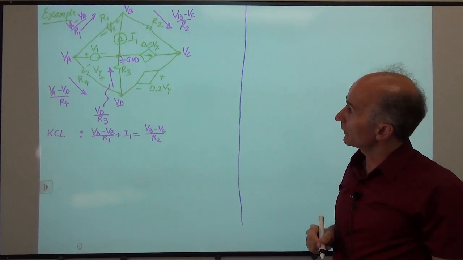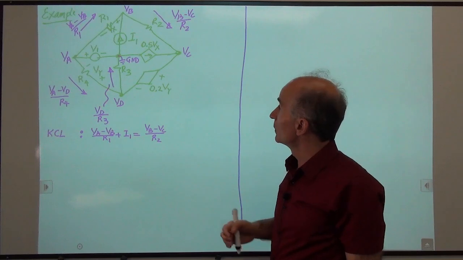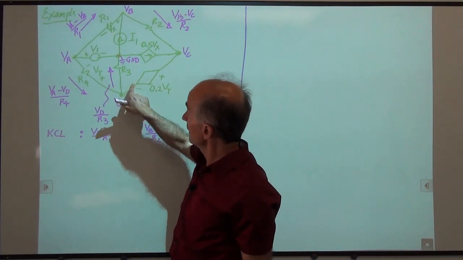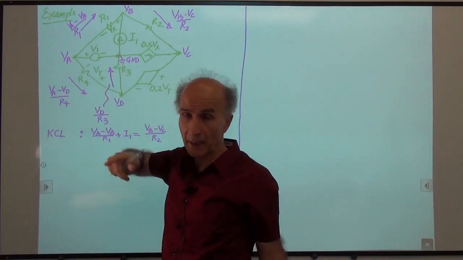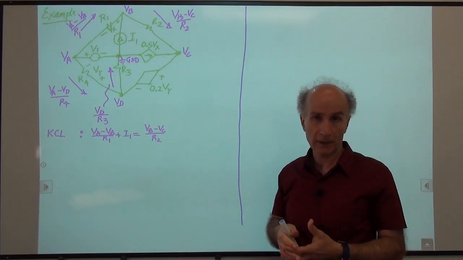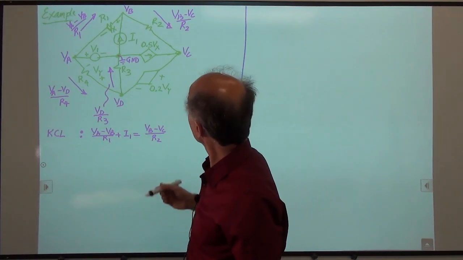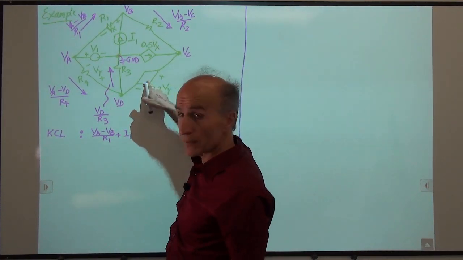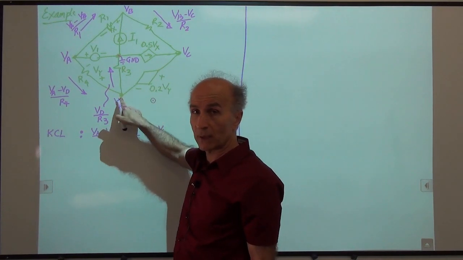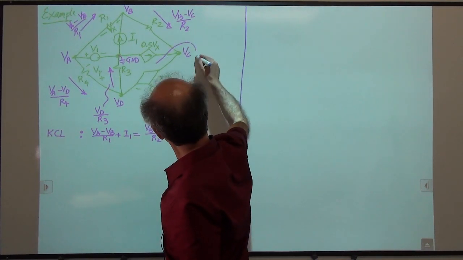Are there any other nodes at which we can write a simple KCL? No, because this node has this voltage source, this node has this voltage source, this node has this voltage source. So we can't do that. We have to go and try to define some supernodes and then write the KCLs for the supernodes. So let's go ahead and for this voltage source, we create a supernode, meaning we take this voltage source and the two nodes attached to it, put them in a box. So our box now looks like this.